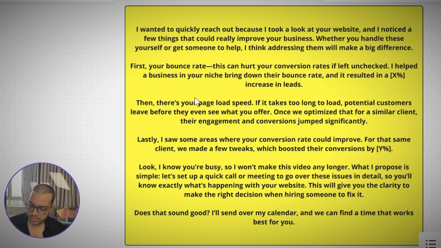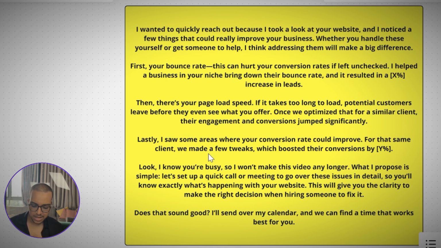Then there is your page load speed. If it takes too long to load, potential customers leave before they even see what you offer. Once we optimized that for a similar client, their engagement and conversion jumped significantly. I saw some areas where conversion rate could improve. For the same client, we made a few tweaks, which boosted the conversion rate by Y%. And then again, you flip your phone and you show that with proof. That's going to add a level of credibility.